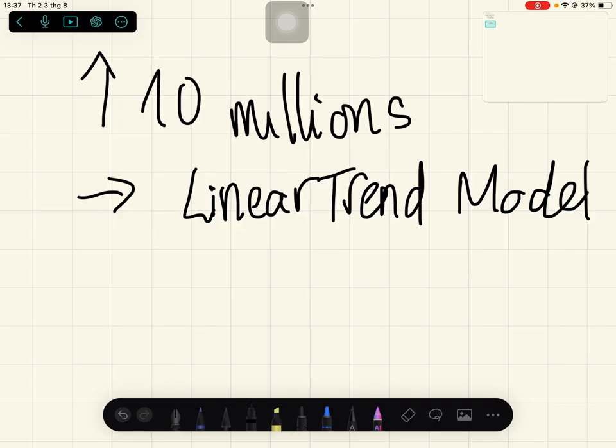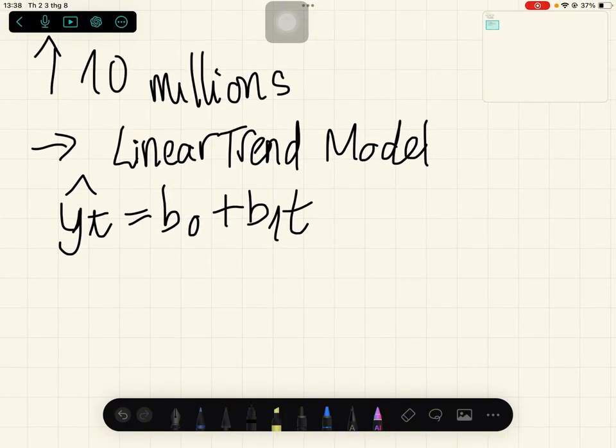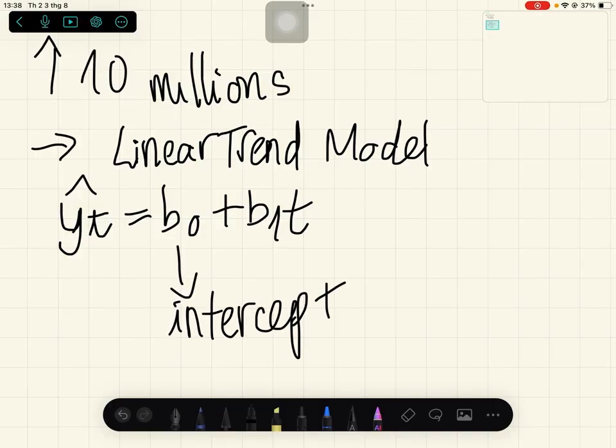Mathematically, we write it as y_t = b0 + b1 t + error. So let's understand each component. The intercept b0 is where the trend begins. The slope b1 tells us how much the variable changes every period. If b1 is positive, the trend moves upward. If it's negative, the trend declines.